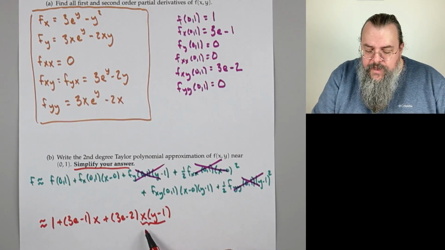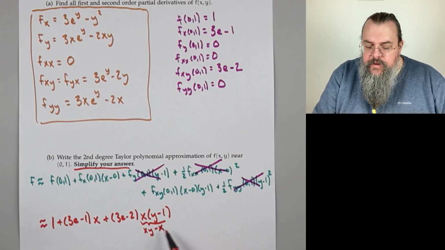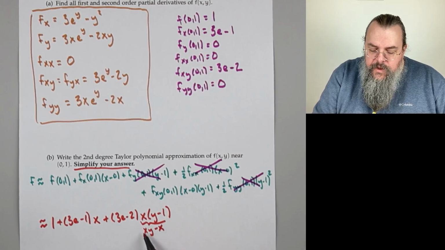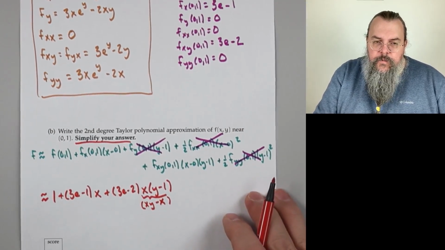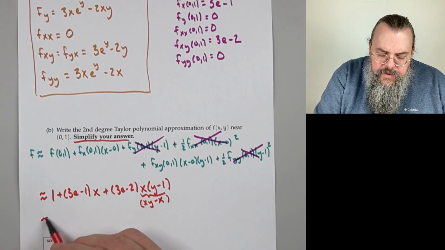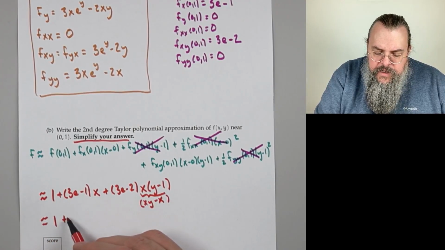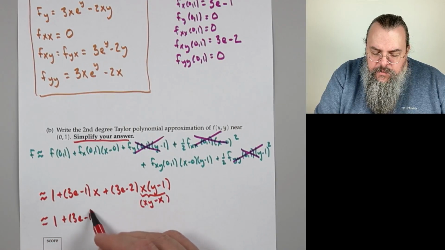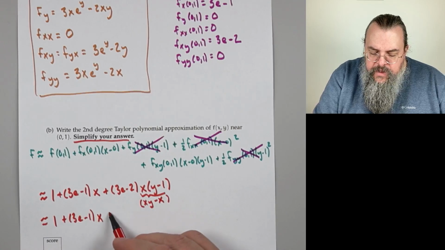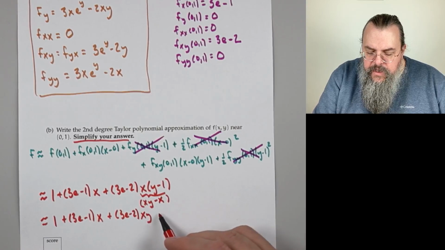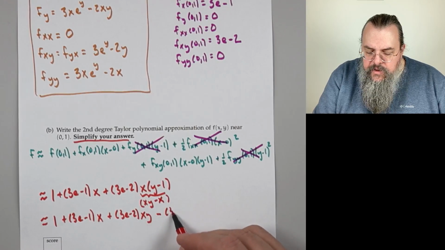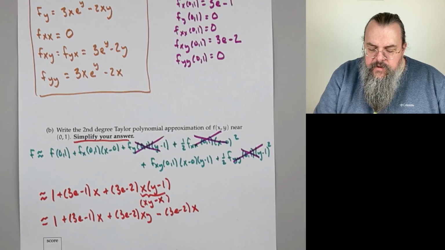Well, I will say, notice here, this is the same as xy minus x. So that probably says, well, let's at least do that. So that way they'll say, hey, this person did a little bit of simplifying. So this becomes 3e minus 1 times x. And we have a 3e minus 2 times xy, and a minus (3e minus 2)x.